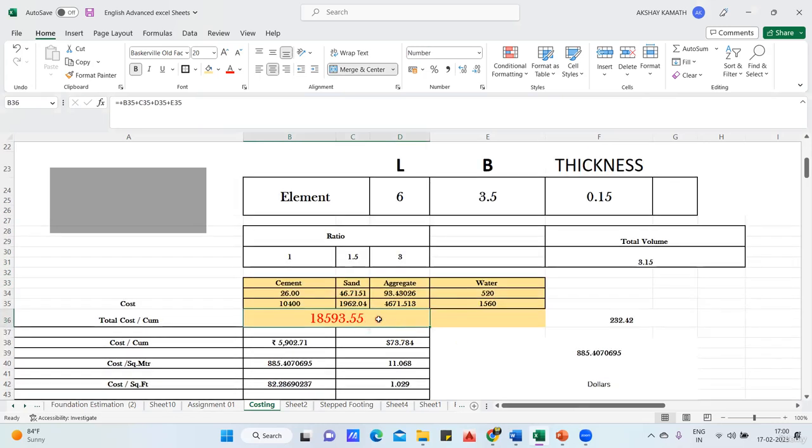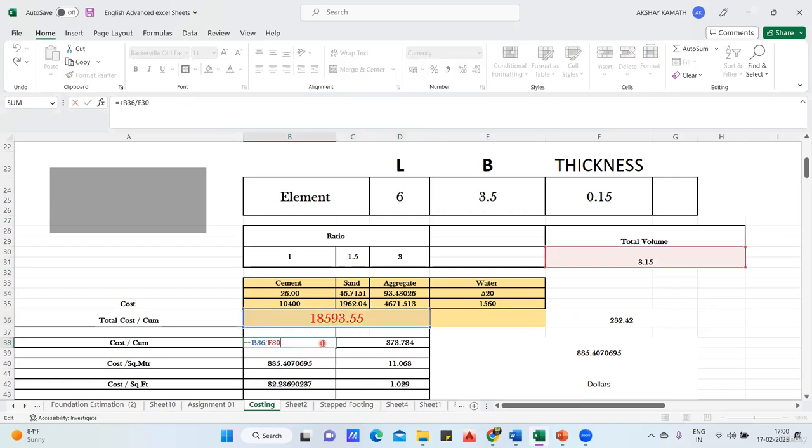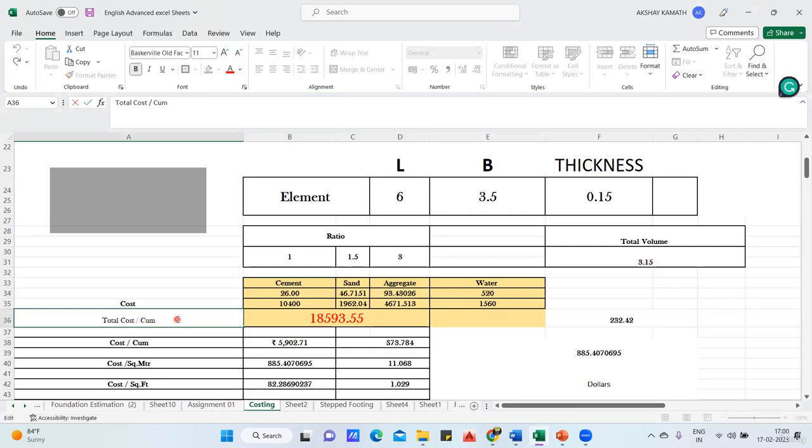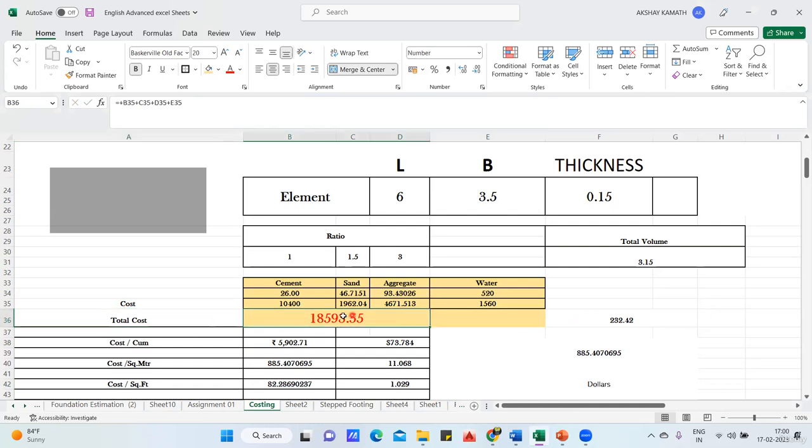So this is cost per cubic meter. Yeah, this is the total cost, not cost per cubic meter. Okay, fine. This is the total cost. That means if I want to make 3.15 cubic meter of my slab concrete, I require 18,593 rupees.